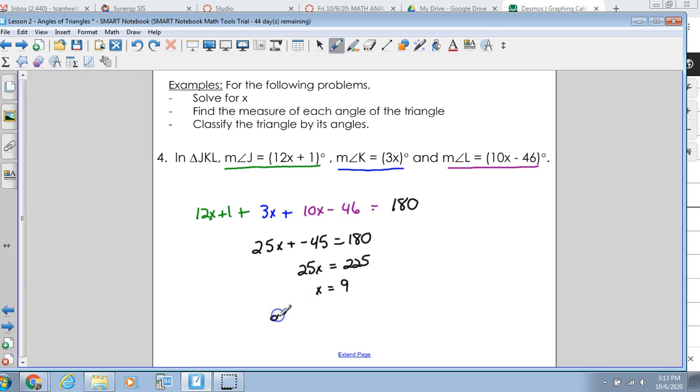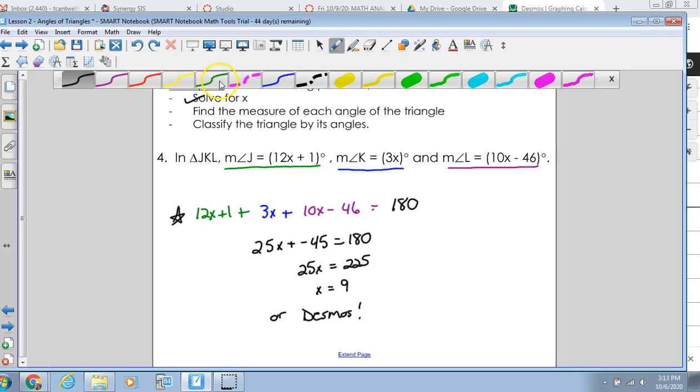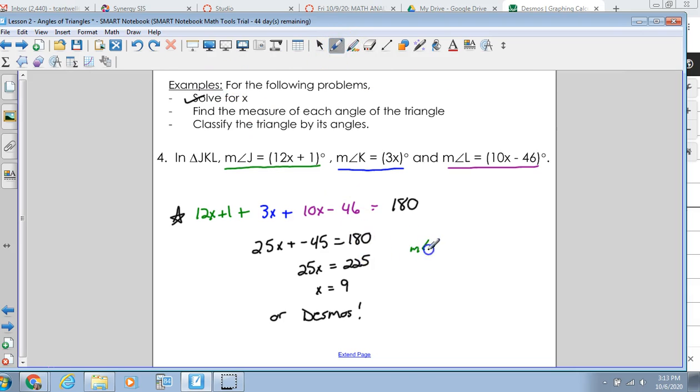Or we could use Desmos for this. If you just plug in this equation right here into Desmos, then you will get your value of x equals 9. So we solved for x. Now let's find the measure of each angle of the triangle. Measure of angle J is 12x plus 1. If we plug in 9, 12 times 9 plus 1, that gives us 109 degrees.